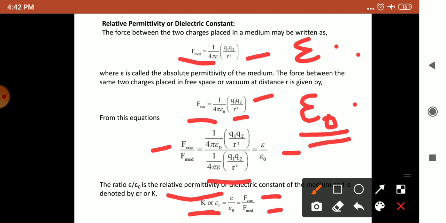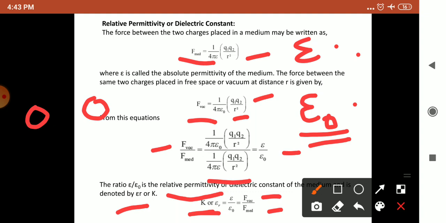Epsilon r is the ratio of the force between two point charges placed a certain distance apart in free space or vacuum to the force between the same two point charges when placed at the same distance in the given medium. So this is the comparison of two situations, when the charges are kept in a vacuum and when they are kept in a medium. So epsilon r is the ratio of the same quantity.